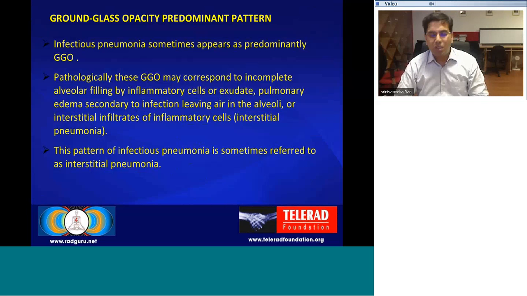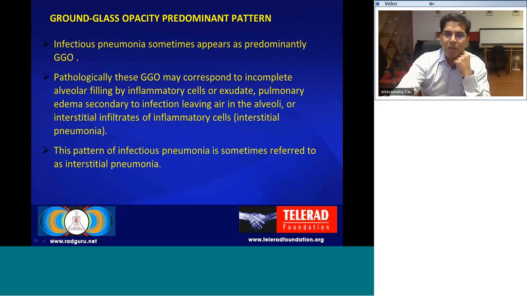Right. So now the next pattern is the ground glass opacity predominant pattern. Infectious pneumonia sometimes appears as ground glass opacities. Pathologically, this ground glass opacity is nothing but the alveoli filled with inflammatory cells or exudates, and pulmonary edema secondary to infection, leaving air in the alveoli, or interstitial infiltrates of inflammatory cells. That is how we see these ground glass opacities.